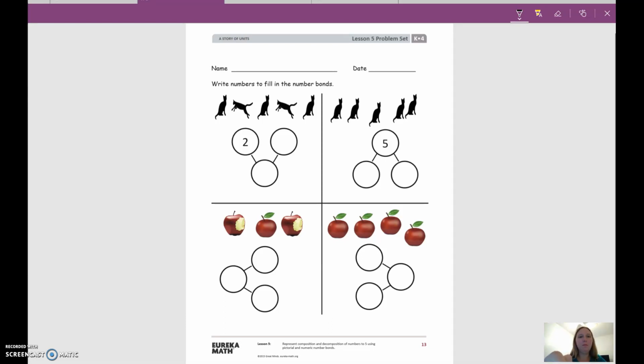We write our name, Miss Kelly, and the date. Today is March, so we write a 3, 14th, 14, 2019, 19. All right, let's look and see what we've got to do today.